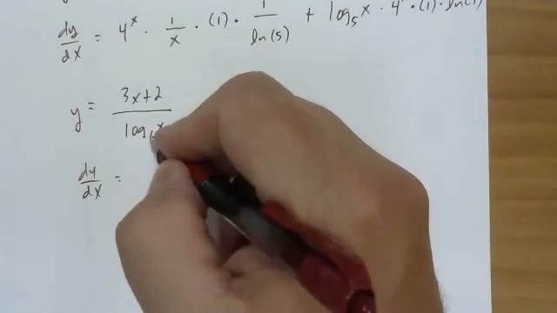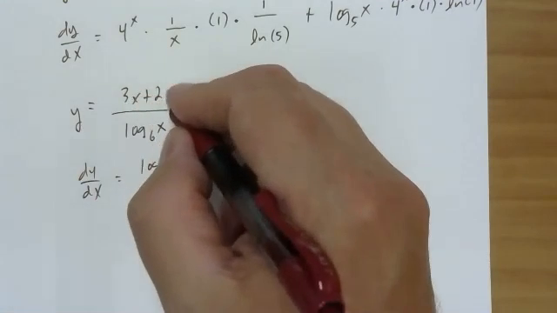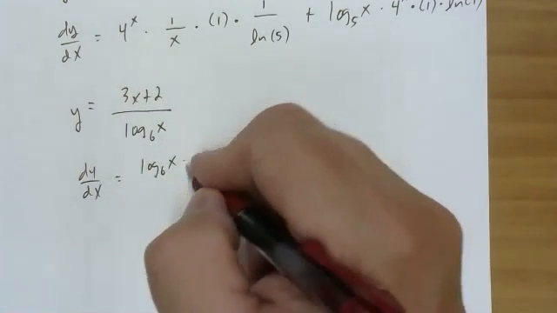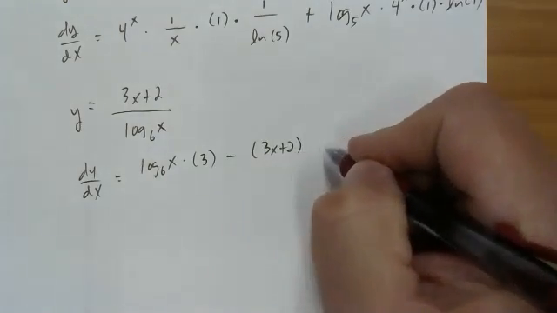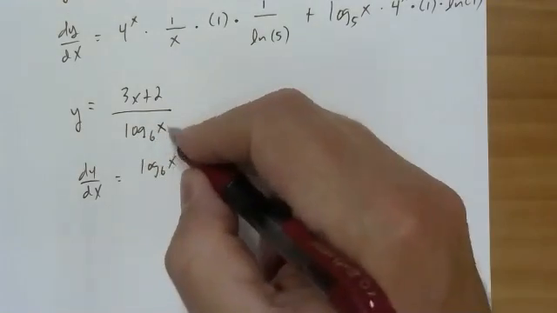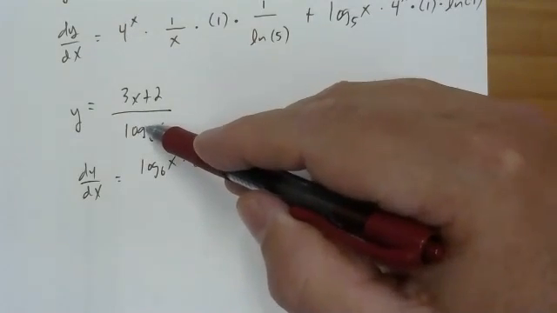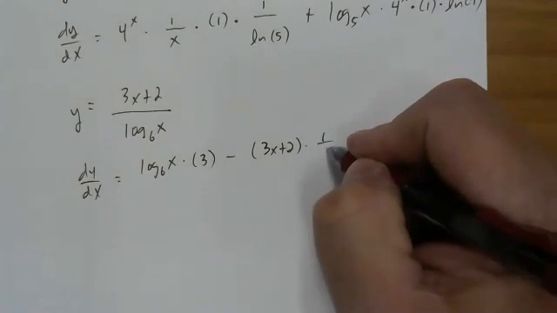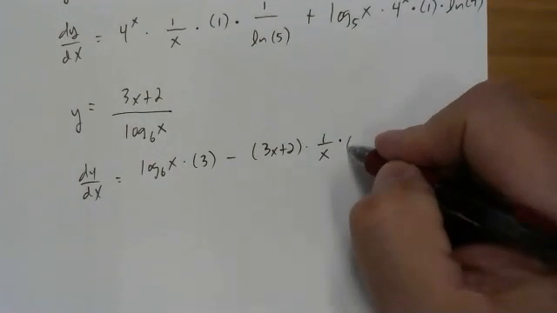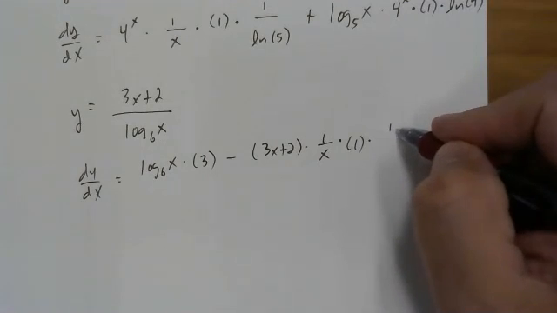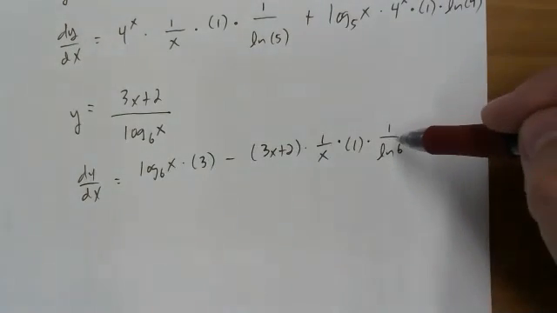So my little saying is low d high. Low meaning you just copy whatever is in the denominator, times d high, meaning the derivative of what's in the top. Derivative of 3x plus 2 is just 3. Minus high, so I copy down what's in the top. D low, so now I'm going to multiply by the derivative of what's in the bottom. Here I'm taking the derivative of log base 6 of x. Now it's a 3-step process to take this derivative. The first step is you put 1 over whatever's inside the log. Then you multiply by the derivative of what's inside the log, which is going to be 1. Then finally, you multiply by 1 over the natural log of the base. So this is actually the top part.